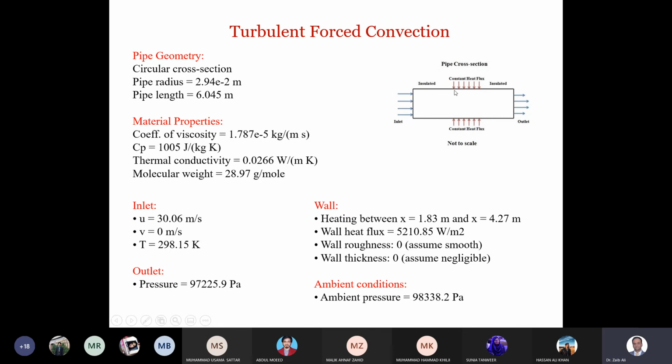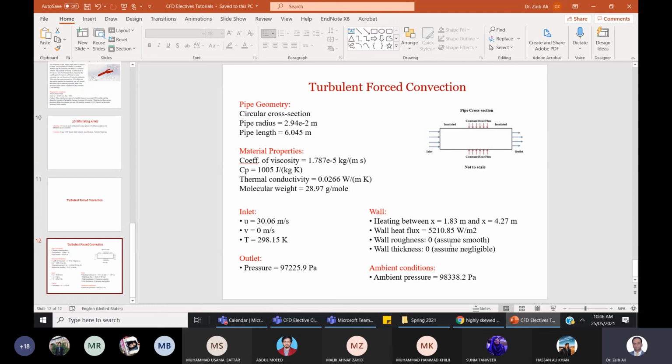So here you can also simulate such kinds of problems. You just need to prescribe the proper wall boundary condition, which will cater for this heat flux. So we have a heat flux of 5,200 watt per meter square. Just quickly show you how to prescribe that.